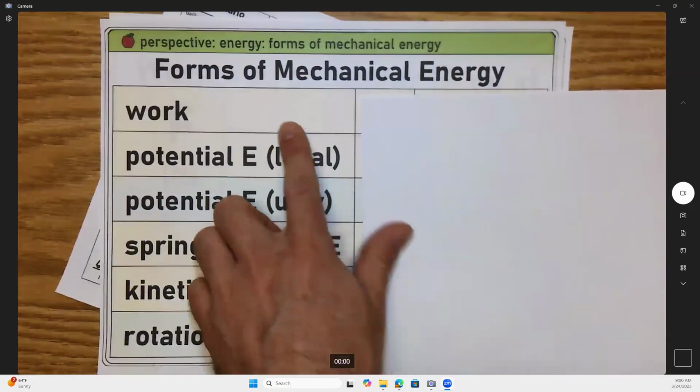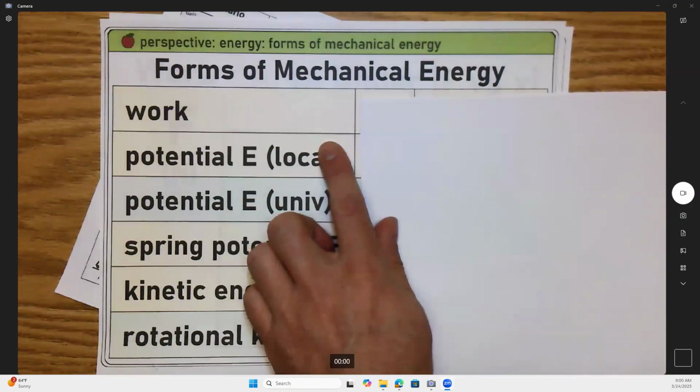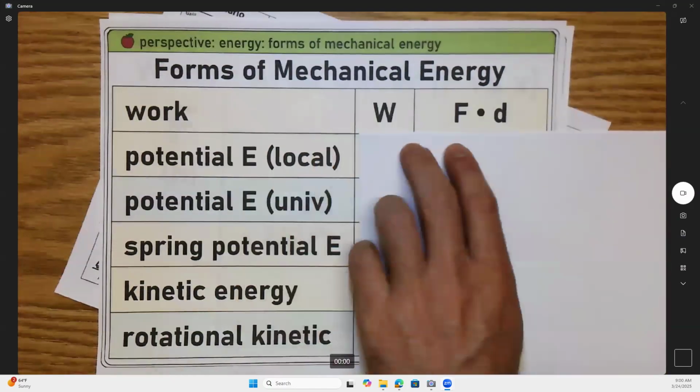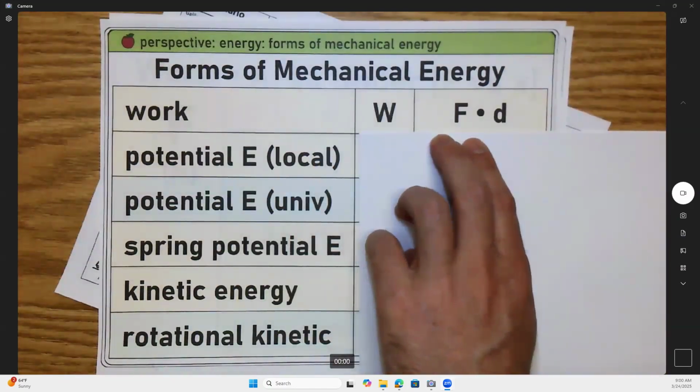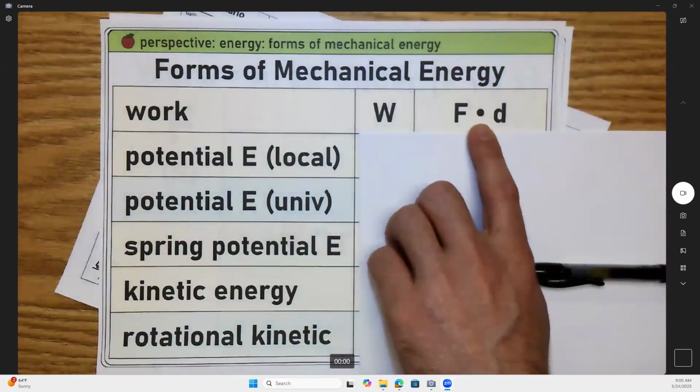Guys, what's the formula for work? Work is what times what? Force times distance. Guys, if you put a force on something for some distance, you're transferring energy into it. And also, that's a dot product. The dot product means the force and the distance have to be in the same what?